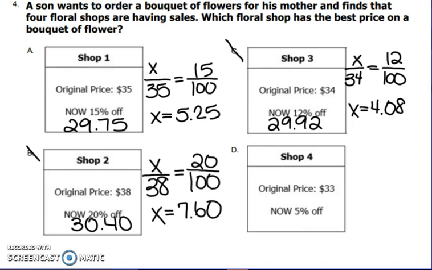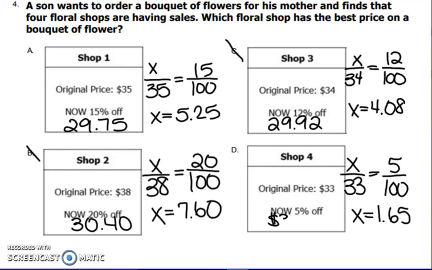If we take a look at answer choice D, it says, all right, the original price is $33. So let's find what that sale is going to be if the original price is $33. It says 5% off over 100. Going to multiply, going to divide. It looks like I have a savings of $1.65. To find the sale price of what this son would be paying for the bouquet of flowers, looks like he's going to be paying $31.35. Well, looks like shop number 1 still has the best price, so we're going to select answer choice A.